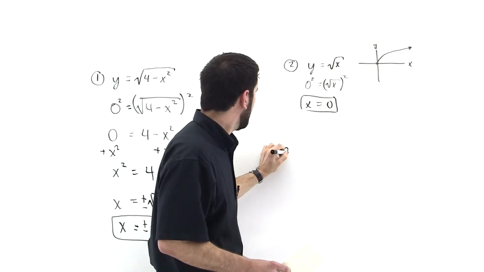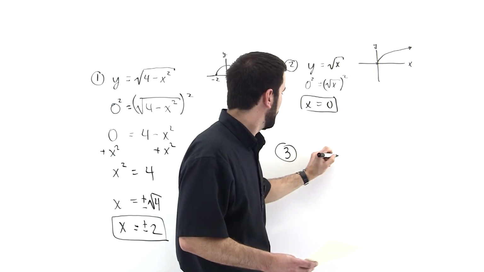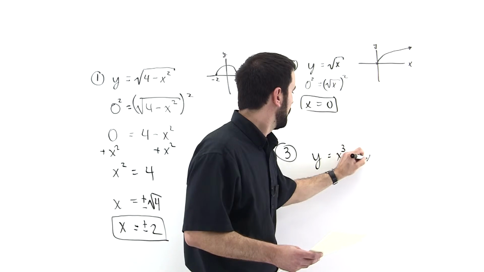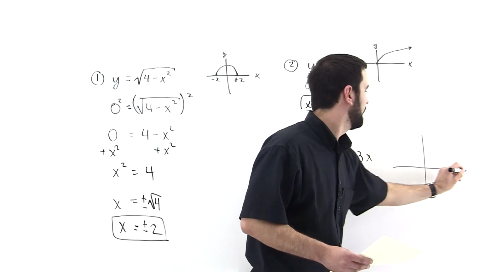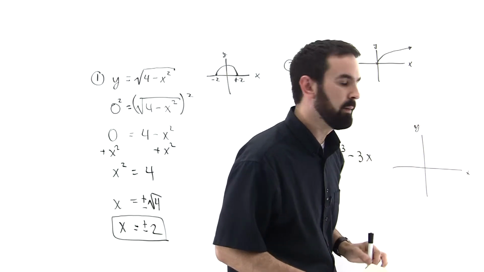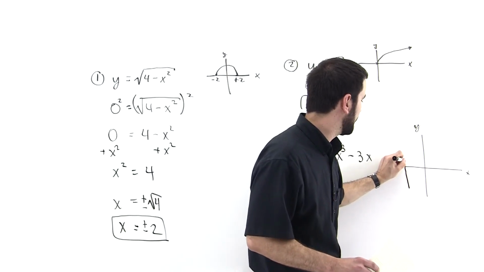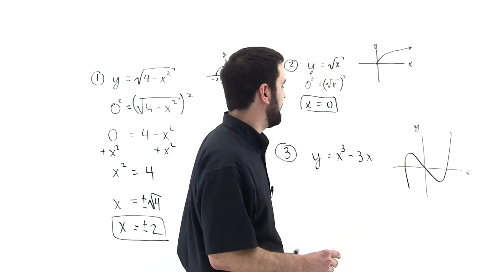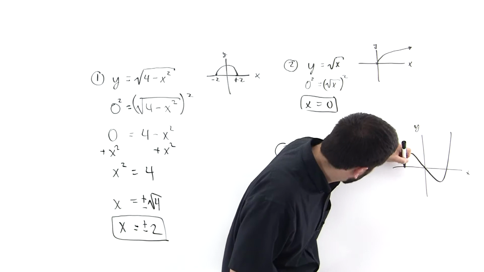And then number 3, let's take a look at this one. y is equal to x cubed minus 3x. Okay, this one's a little bit more interesting. If you graph it, it'll look like this. We have x, now we have y. And then this graph will look like the following. It'll come up, it'll cross, and it'll come down through the origin, and it'll go down, up like that, right?